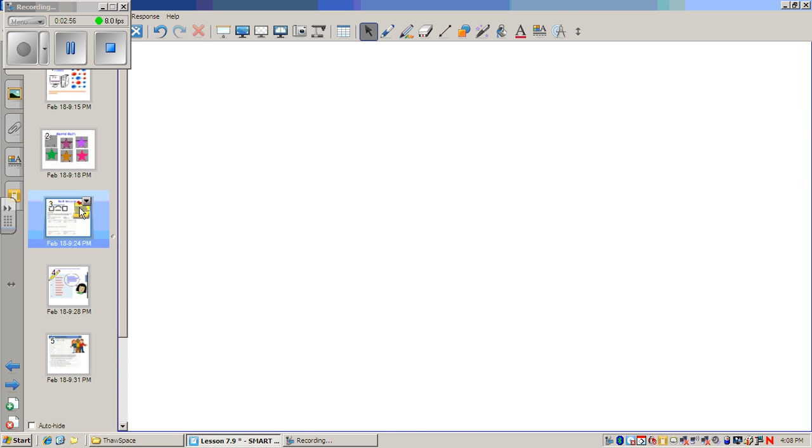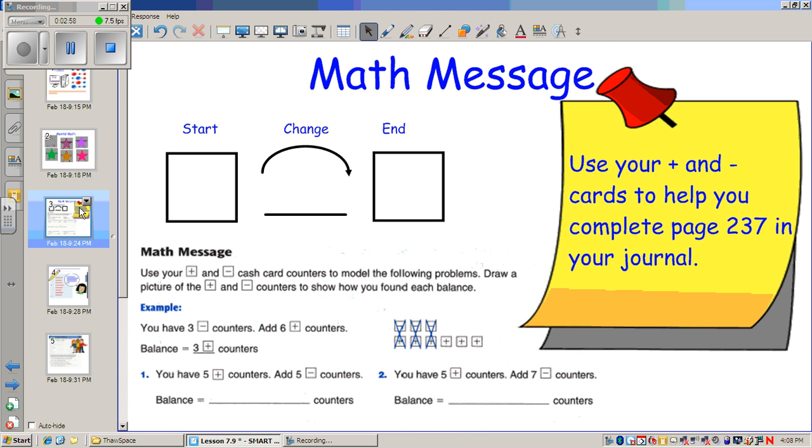Okay, let's keep moving. In our math message today, the one thing I do want to talk about is the start, the change, the end, because I think that'll make a lot more sense. It says use your plus and minus cards, or your positive and negative cards, to help you. Complete page 237 in your journal.